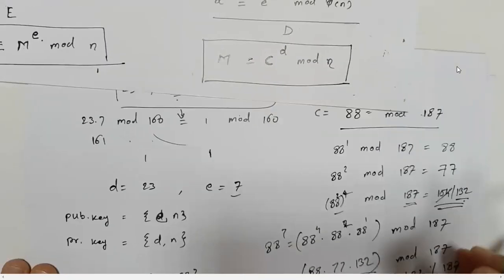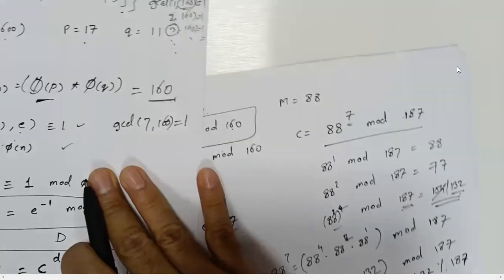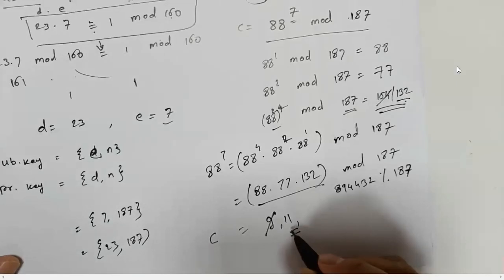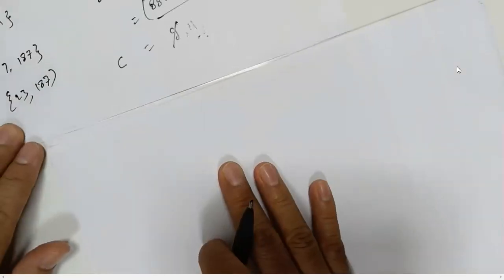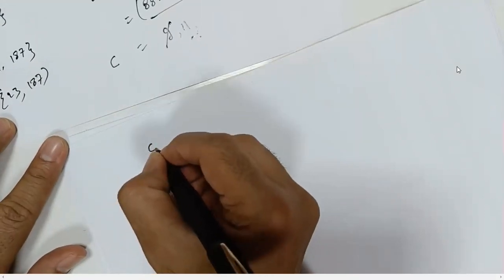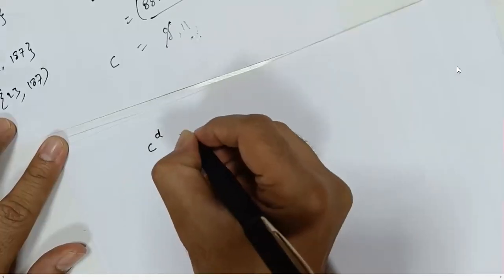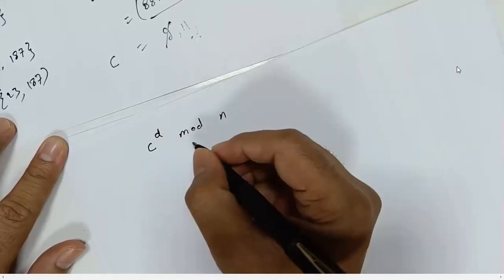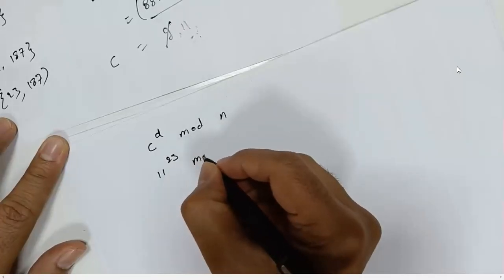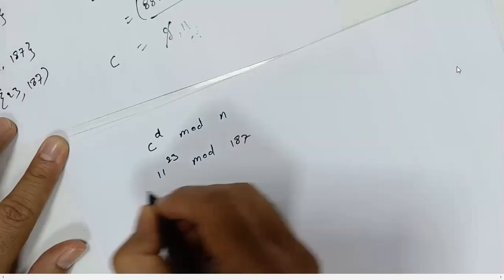So if you are sending the actual original message as 88, and if you apply the RSA algorithm, the ciphertext would be 11. Now, when you do the decryption part, what you have to do with the private key is C raised to D mod N. What is C? 11, D is 23, mod N is 187. Let us calculate this.